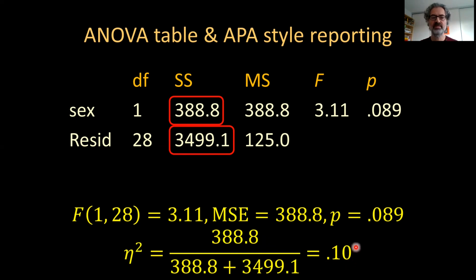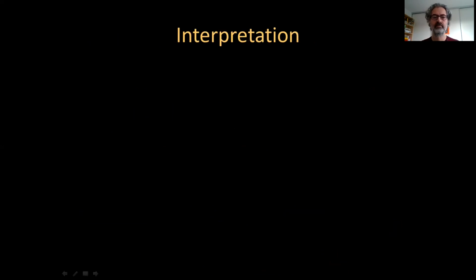And that's 0.10. So we're talking about 10% of the total sum of squares in this data set accounted for by grouping them into girls and boys. 10%. But because the samples are small, this 10% is not statistically significant. If we got 10% out of a much larger sample, it would certainly be statistically significant.